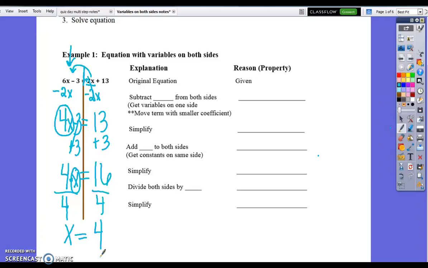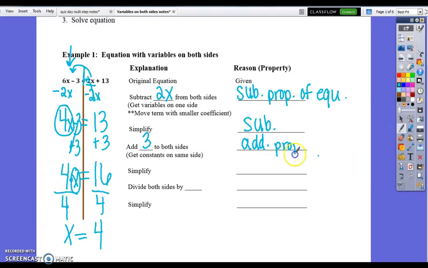So, properties. Original equation is given. We always had that. Then we subtracted 2x from both sides because we wanted to get all the variables on one side so we could combine them, right? Like before. So that is still the subtraction property of equality. I'm going to abbreviate the subprop of equal. Then we just simplified, so that's substitution. We added 3 to both sides, which is addition property of equality. And simplified, which is substitution.